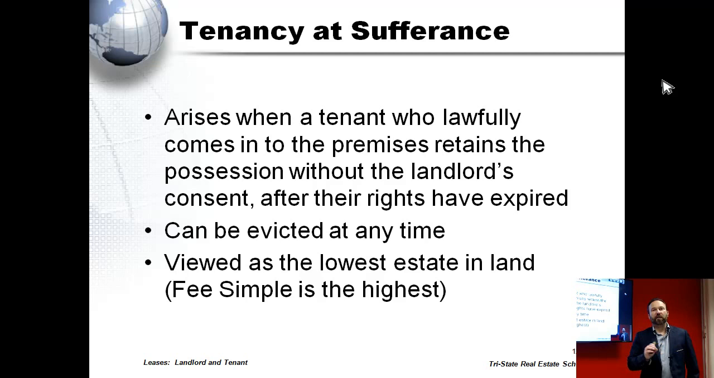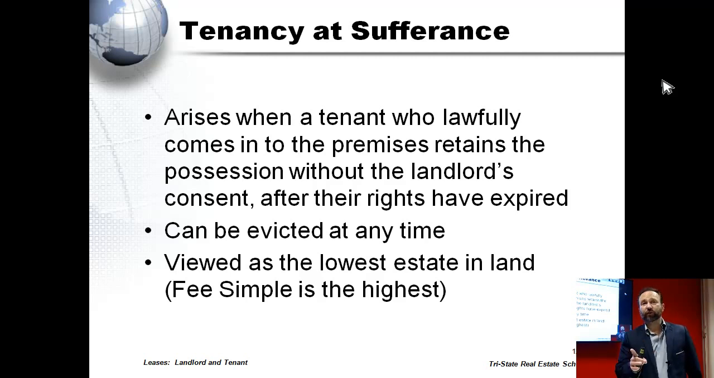Example, you've got a 12-month lease. We started off with what's called estate for years. January 1st to December 31st creates an estate for years. The landlord is expecting the tenant to move out on the 31st, and they have a new tenant moving in on, let's say, the 1st of January the next year. But the original tenant does not move out. The landlord instructs them that the lease is terminated and that they have to vacate the property immediately. They refuse. That's called a tenancy in sufferance.